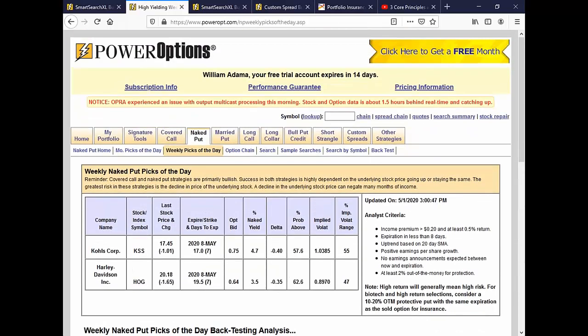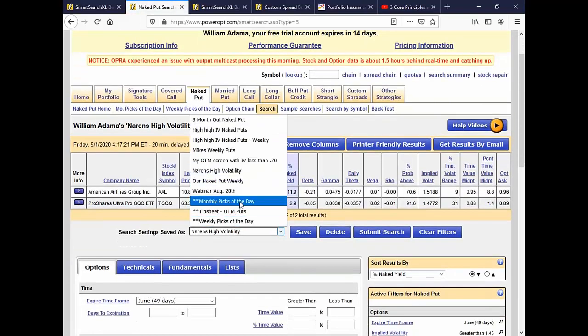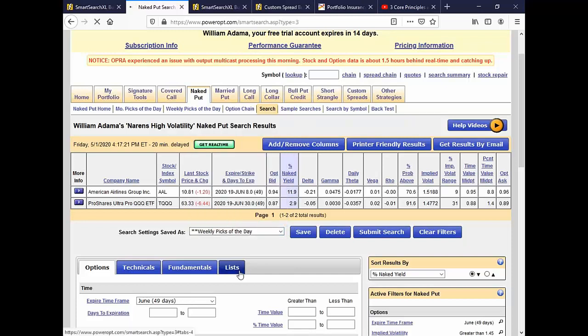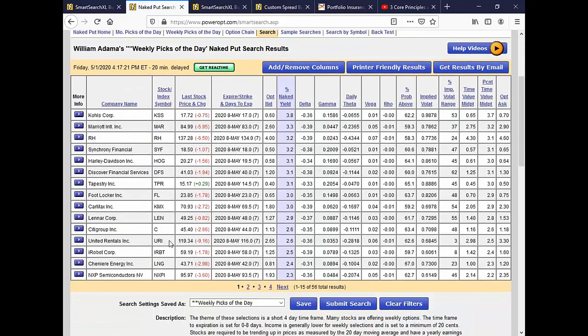But if you want to create your own search, you could just go into the search tool and, oh, sorry, that was from a couple weeks ago. That was from a webinar a couple weeks ago on setting up a high volatility search. I'm not saying it's good or bad; I haven't tested it since we created it. But again, you can start off with any of our default searches: tip sheet, out of the money, monthly, weekly picks of the day. This will show you the full list rather than just the top 2, to help you do further research and analysis.